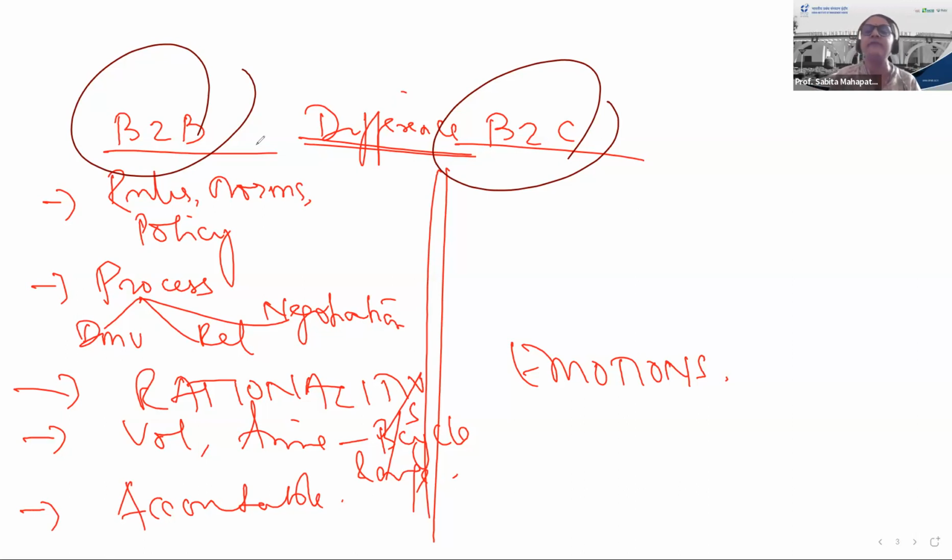You can go indirect, where you are going to institutional buyers, or channel partners, or you are selling to a private company or public company, not an individual but an institution. Hence, the difference is rules, regulations, norms, policies, process, negotiation, relation, DMUs, more rationality, huge volumes. Sometimes the sales cycle takes a lot of time. You need to be accountable, right? Everything is documented, written, discussed, but in B2C, it is not. Any questions? This was all about the difference between B2B and B2C.